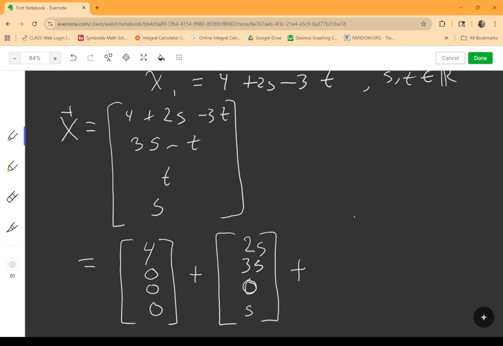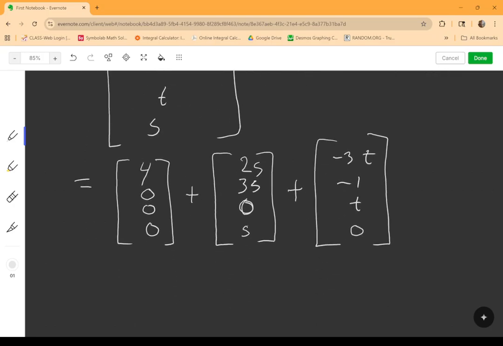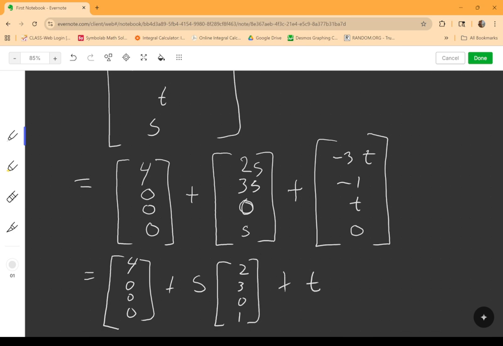The third component here is what has a parameter of t, so negative 3t, negative t, t, and again, the other free variable does not have a parameter of t, so it has a 0 in that case there. And I can go even a step further and rewrite it. Remember, s and t are just real numbers. So I can write this as s times (2, 3, 0, 1) plus t times (negative 3, negative 1, 1, 0).